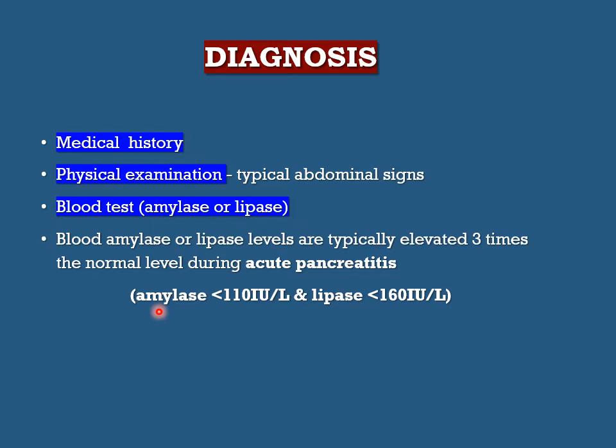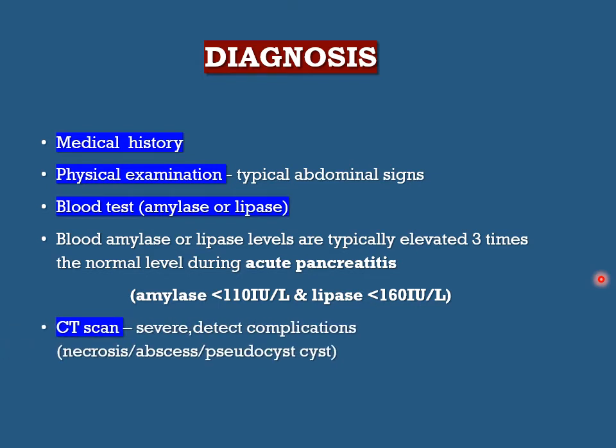The normal level, serum amylase, is less than 110 international units per liter and lipase less than 160 international units per liter. And CT scan is required in cases of severe acute pancreatitis, and to detect the development of complications, which include necrosis, abscess, and pseudocyst.